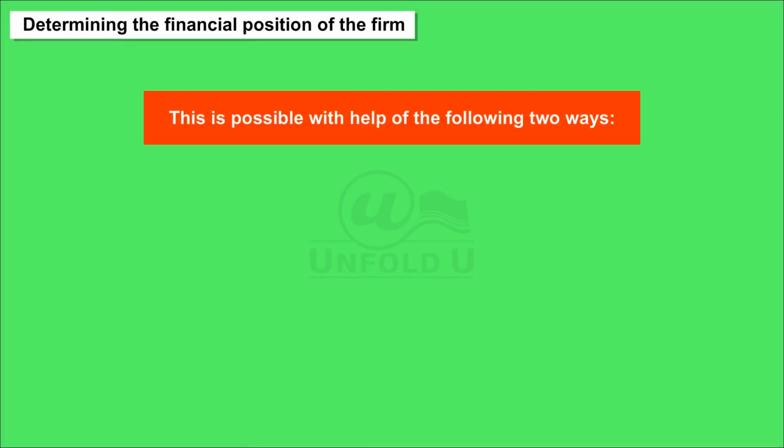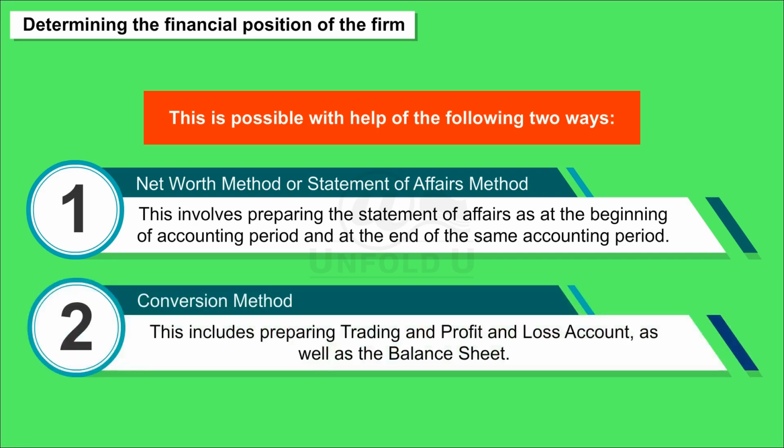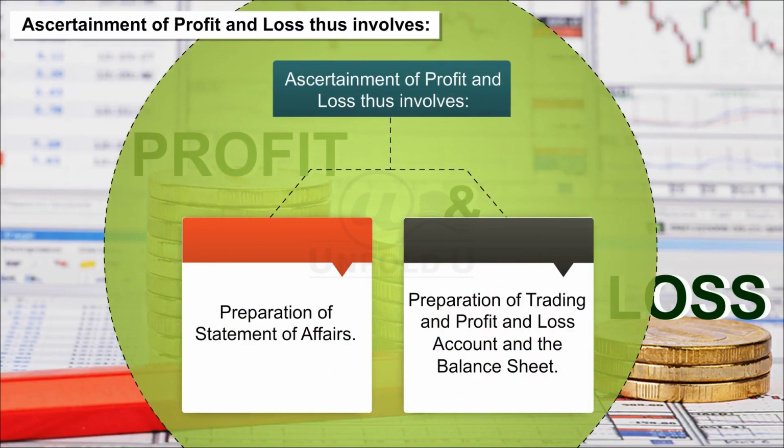This is possible with help of the following two ways. 1. Net worth method or statement of affairs method. This involves preparing the statement of affairs as at the beginning of the accounting period and at the end of the same accounting period. 2. Conversion method. This includes preparing trading and profit and loss account as well as the balance sheet. Ascertainment of profit and loss thus involves preparation of statement of affairs, preparation of trading and profit and loss account, and the balance sheet.